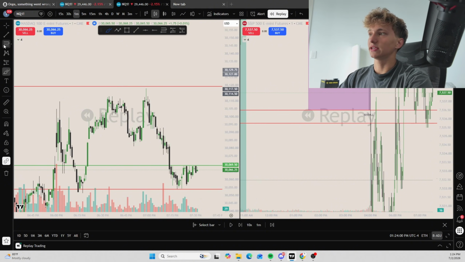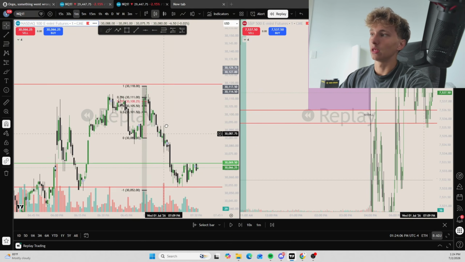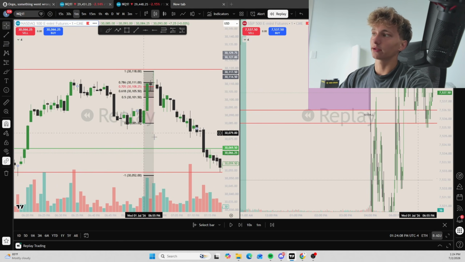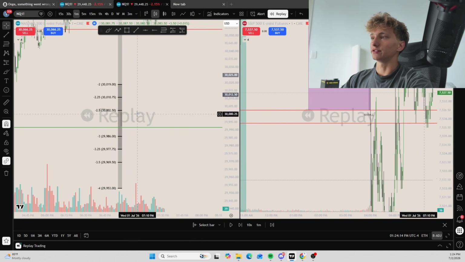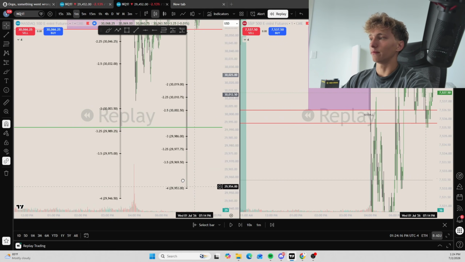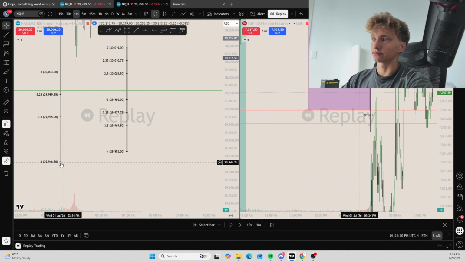So I'm going to take this manipulation from this wick high down to this body candle low. A manipulation is drawn from the wick to the body, not to the wick, to the body. This ends up giving me -1, -2.5, and -4. -4 is actually pretty close to this -4.